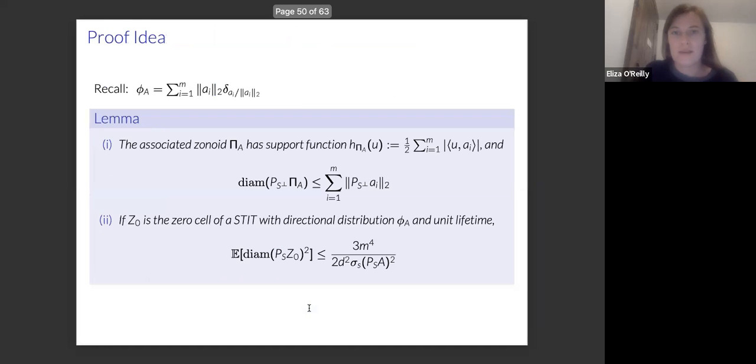Okay, I'm running a bit out of time, so just to give a quick idea, the reason we can attain these conditions and this rate is because for this specific class of STIT processes, we have these exact upper bounds on the diameters that show up in that upper bound on the risk that I showed earlier.